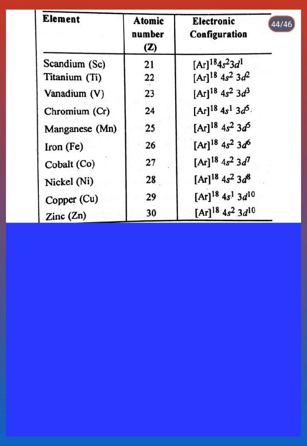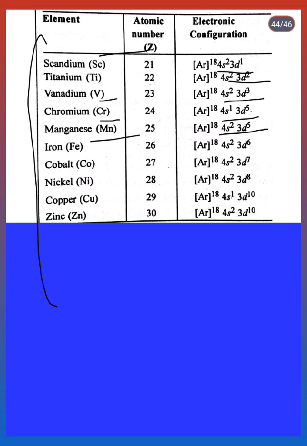Next, atomic numbers 21 to 30. Scandium is the first element, argon 18, 4s2 3d1. Next titanium 4s2 3d2, vanadium 4s2 3d3, chromium 4s1 3d5, manganese 4s2 3d5, iron 4s2 3d6, cobalt 4s2 3d7, nickel 4s2 3d8, copper 3d10 4s1, zinc 4s2 3d10.